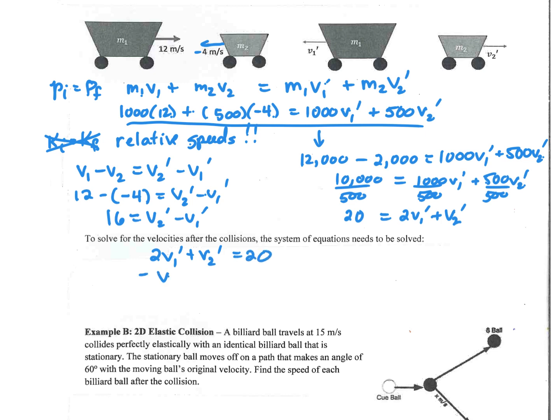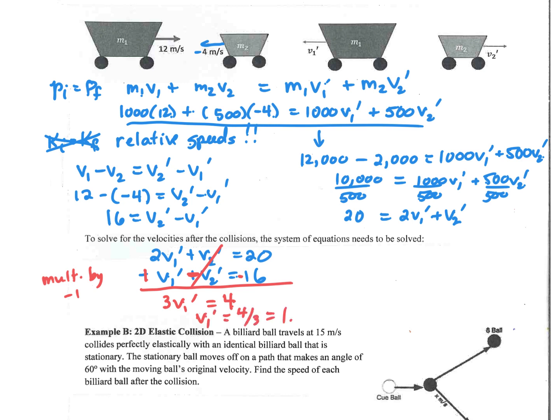Now I'm going to use just algebra techniques, and I'm going to change my signs on the second one. So now I'm going to make this positive, this negative, and this negative, because now look what happens when I add them. In other words, I just multiplied through by negative 1. This is going to go away, and I'm going to get what? 3v sub 1 prime equals 4. Divide by 3, and you get v sub 1 final is 4/3, which would be approximately 1.33 meters per second. So v sub 1 is still going forward, even after the collision.